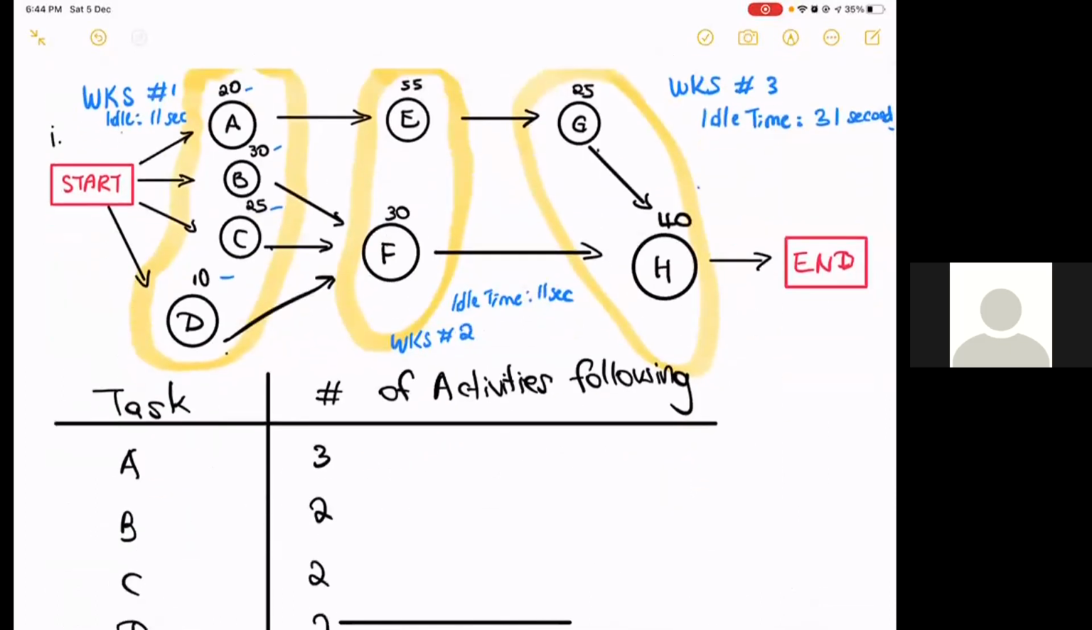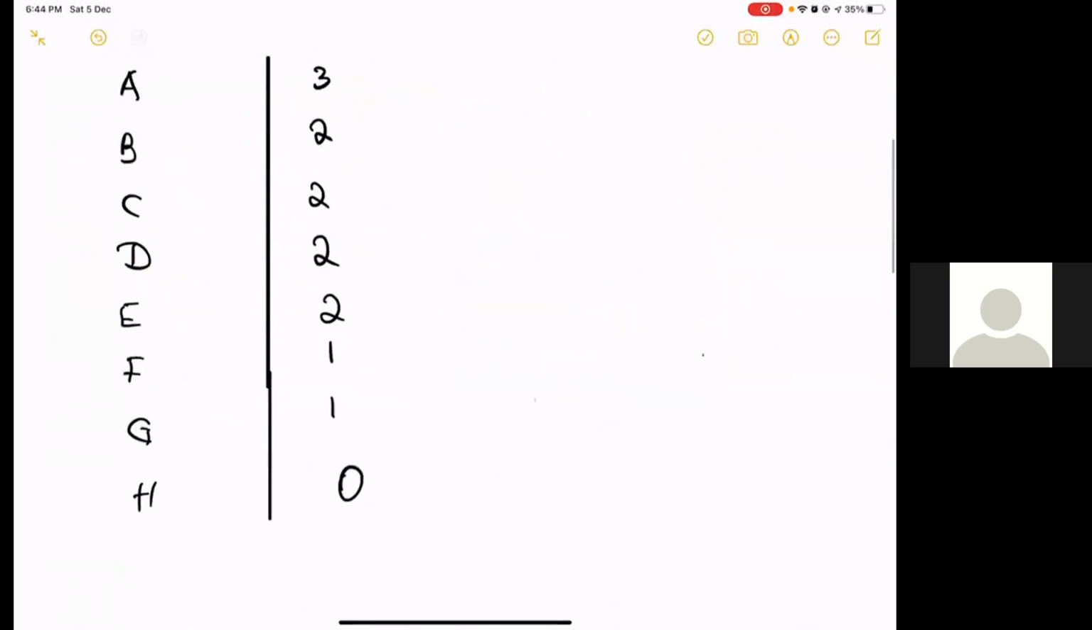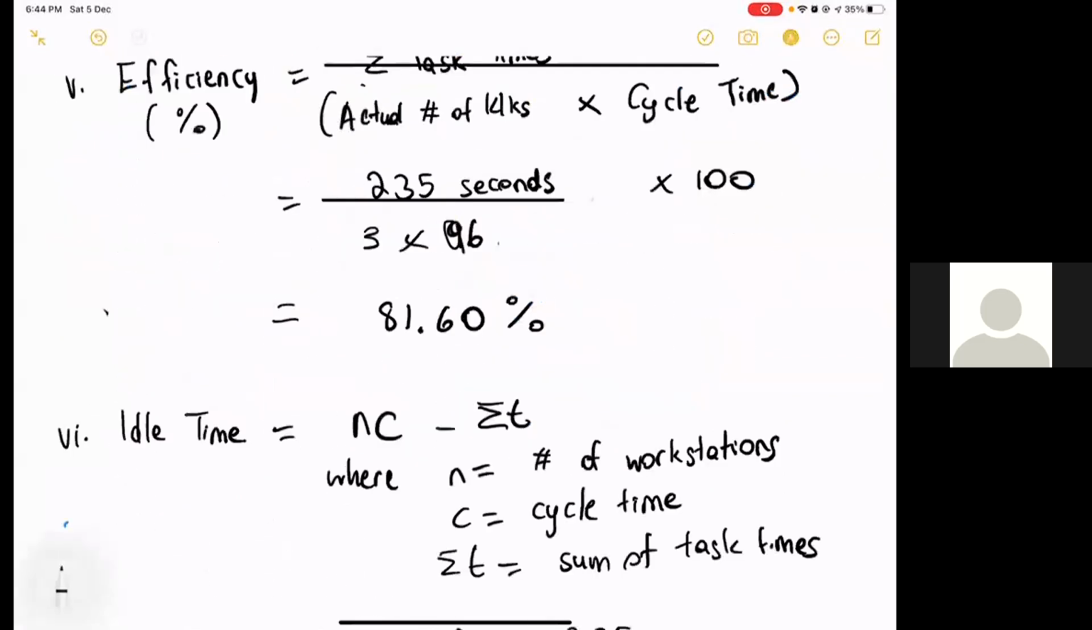85, okay, from workstation number 1 and 2. Yeah, my bad. But thank you for pointing that out to me. I'm sorry about that, my apologies. So when we do that, what we get is 3 times 85.